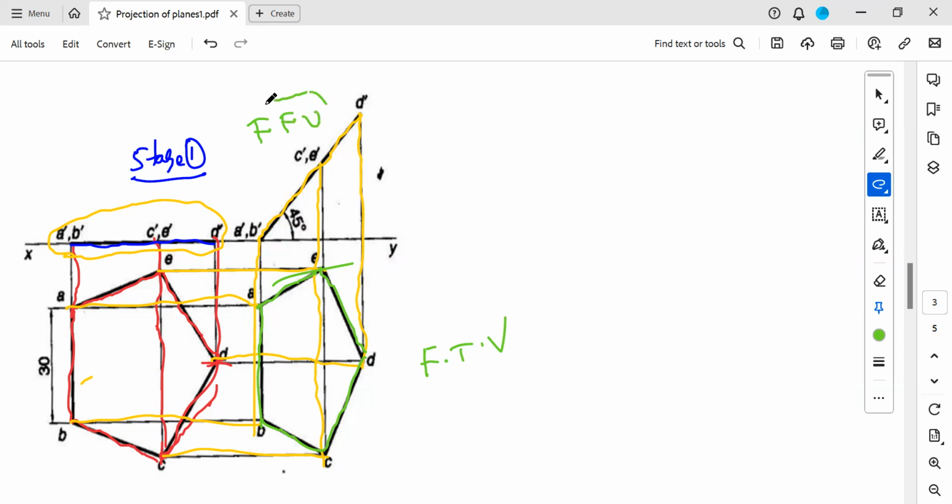Final front view. So like this, a plane inclined to HP will be drawn in two stages. One is assuming it is on the HP, that is stage one. The second stage is where the plane is inclined at an angle of 45 degrees to the HP. So in two stages, we are solving the problem. I hope you understand the problem.